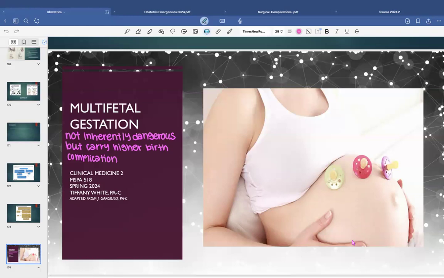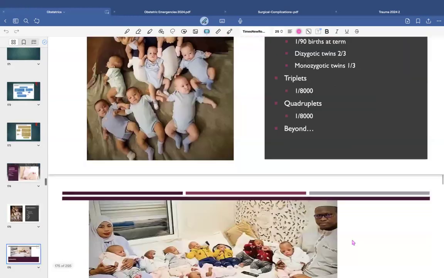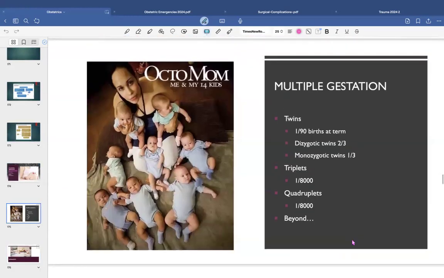We also think of multiple gestation as triplets or quadruplets or more. These are much more unlikely. Triplets in natural, not in vitro, but in natural development, are about 1 out of 8,000, for triplets and quadruplets.